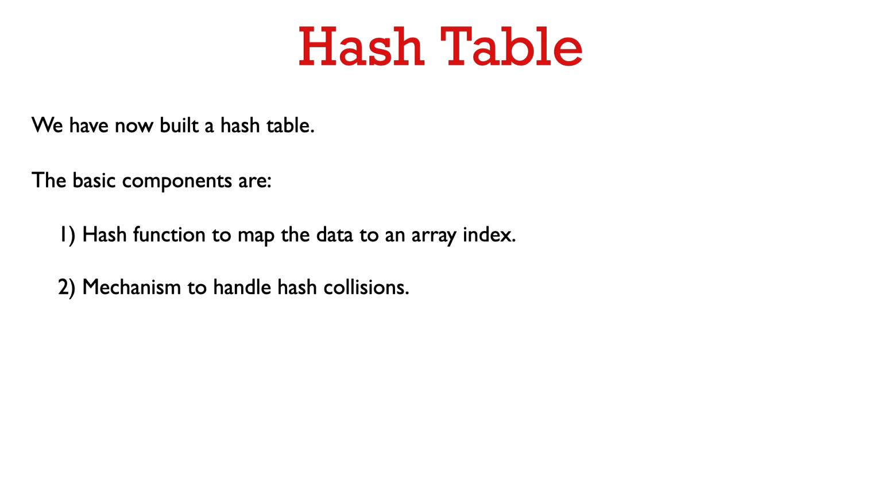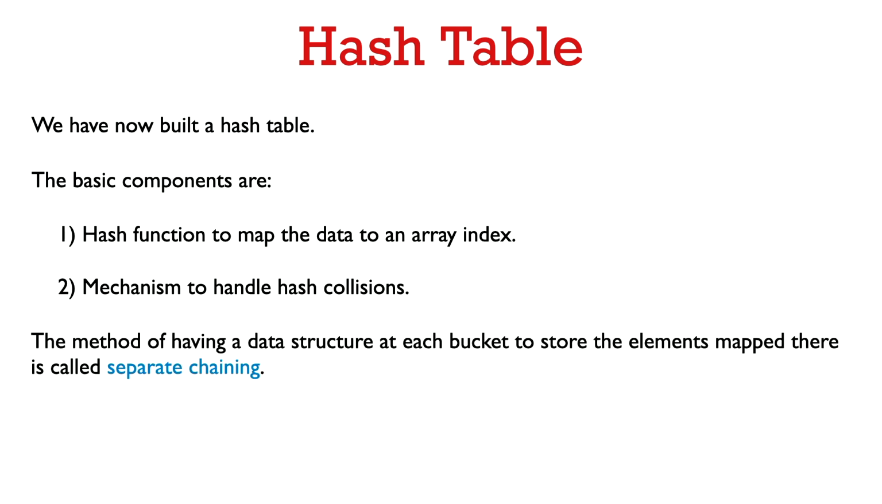Stepping back a little bit, there are two basic components to a hash table. We have some underlying array where we're storing the data, and we need a hash function to map the data we want to store to an array index. That's the first component of a hash table, this hash function. Then we also need some mechanism to handle collisions. The method that we have discussed here, where each bucket has its own data structure to hold the elements hashed to that bucket, is called separate chaining.